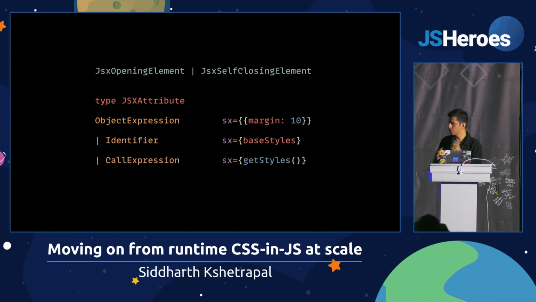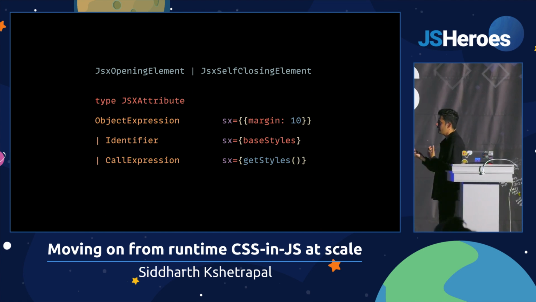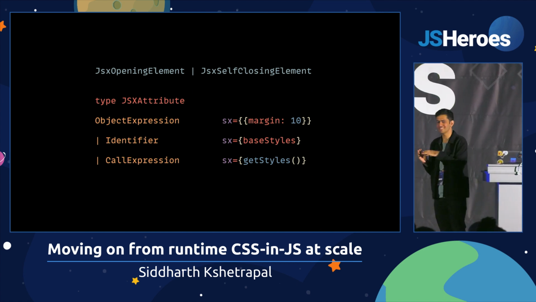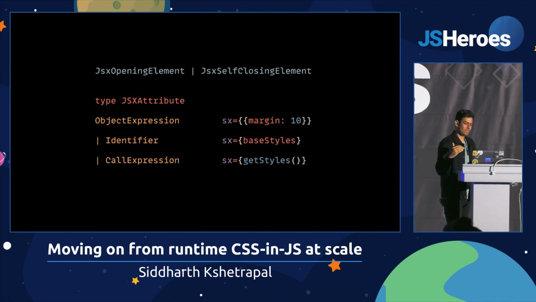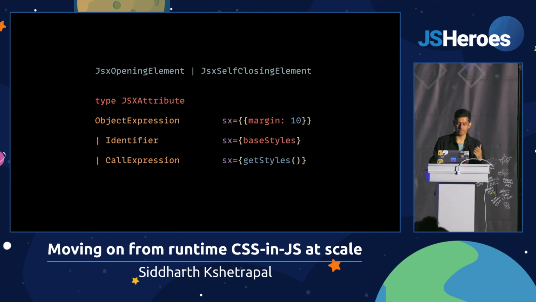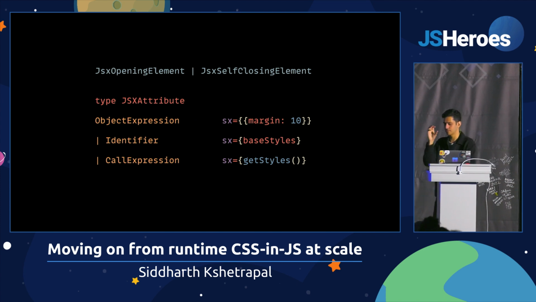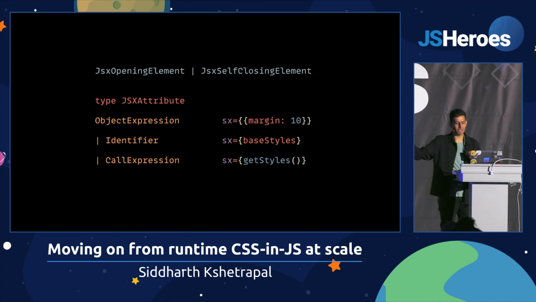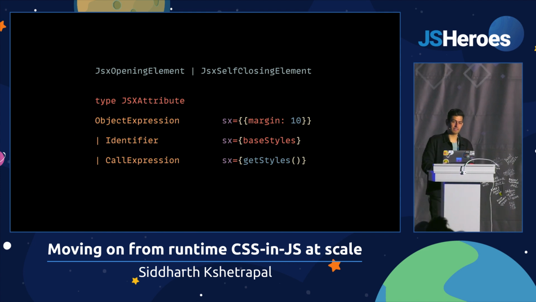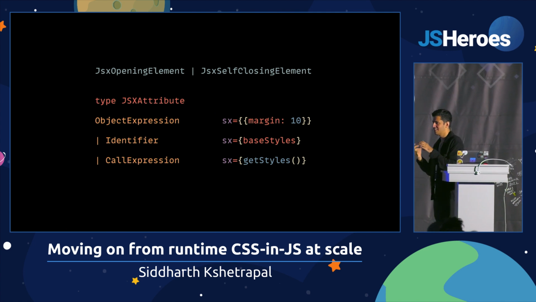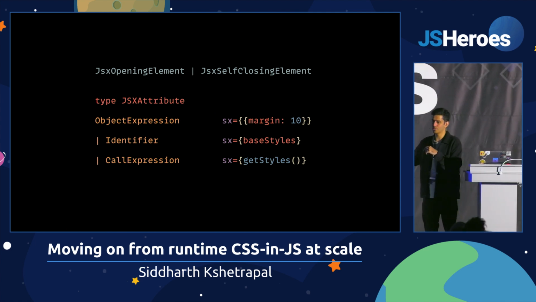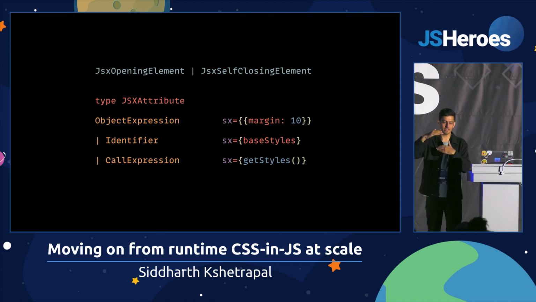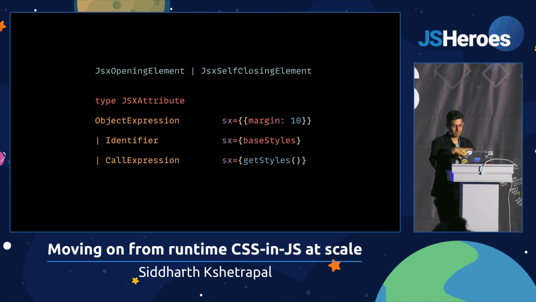For example, you could look for JSX opening elements, JSX self-closing elements. And depending on the type of SX prop, so for example, if it's an object expression, that's the easiest, because you can just pull those out. But if it's something like an identifier, you can catch that. You can follow the identifier to its definition and then compile it out. If it's a call expression, if it's a function, then you can see where the function is defined, go into the contents of the function, compile those out. So even when on the runtime you call this function, it returns not a JavaScript object, it returns a class name that you can just pipe through.